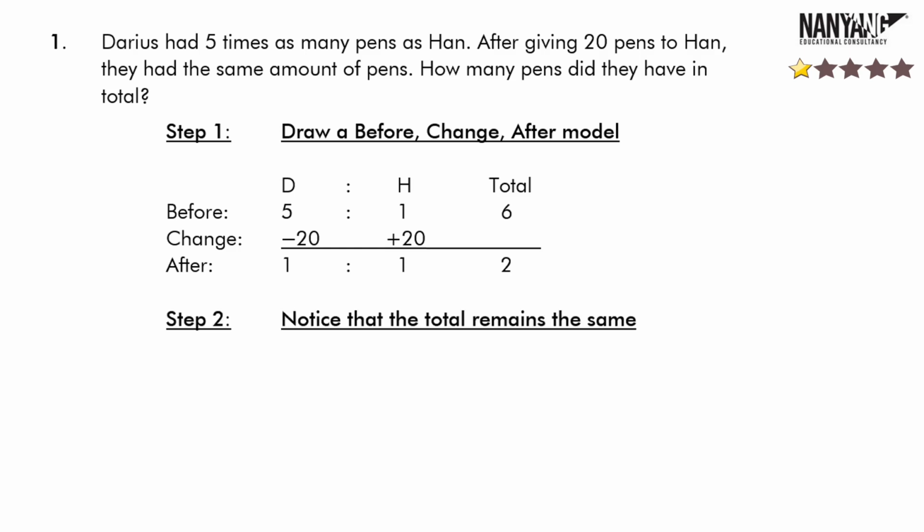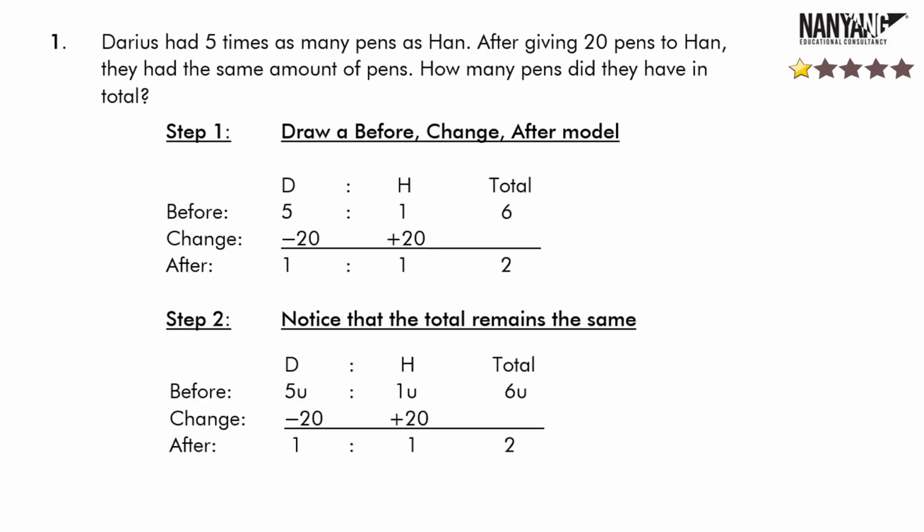Now for step 2, we have to notice that in this exchange, our total remains the same. So in this before change after table, we have to equate the before total and the after total. So we need to make sure on the before row, 6 units is equals to 2 parts on the after row. How do we do that? We have to multiply the after row by 3 times. That will give us the ratio of 3 units is to 3 units and our total 6 units, same as before.